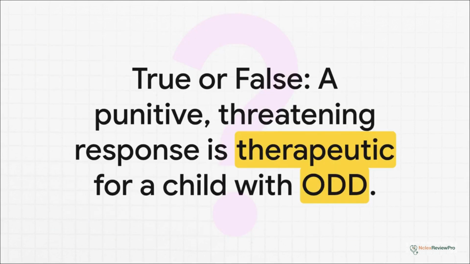Oh, that is a big, fat false, 100%. Why? Because threatening or punishing a kid who's already escalated is like throwing gasoline on a fire. It just sucks you into a power struggle. The therapeutic response is always calm, consistent limit setting.